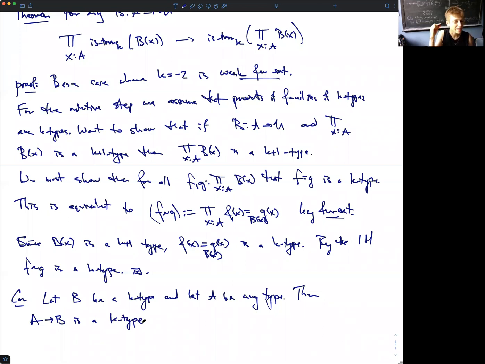So a question for the chat: why is that true? Why is this type of functions a k-type? Just to emphasize the statement, A is any type. So A could be a proper k+1 type. A could be untruncated. It could be a type that has non-trivial identifications in all levels. And yet, as soon as B is a k-type, this type of functions is a k-type. So why? That seems weird. Or does it seem weird?